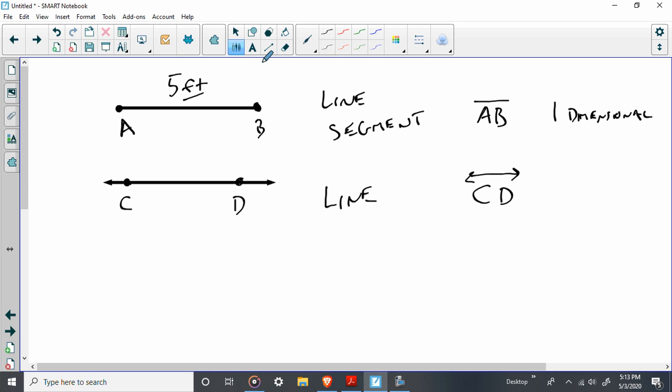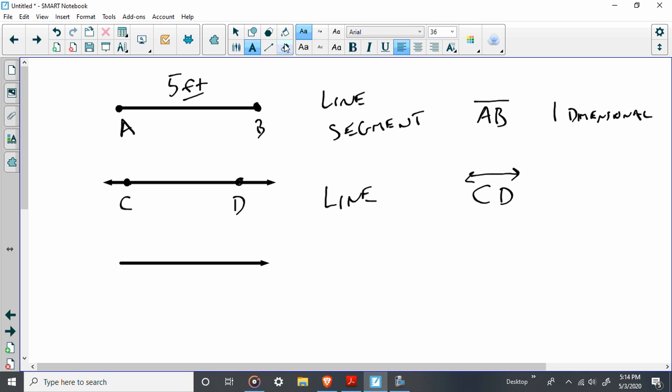The last one we have to know is a ray. This is normally in class where I make a joke about my mother-in-law, my father-in-law, my wife's parents. My father-in-law is named Ray, and she likes to yell at him all the time. So, right, yell, Ray. But let's talk about it, okay?